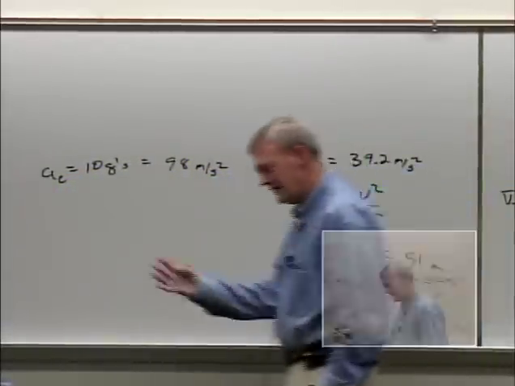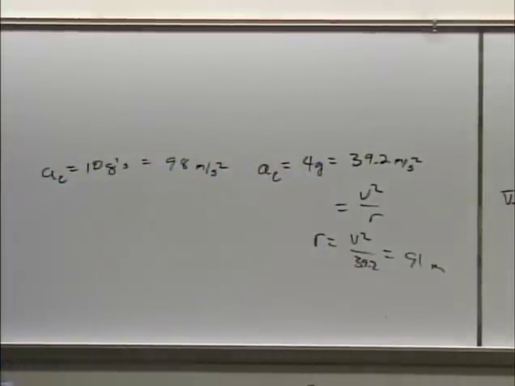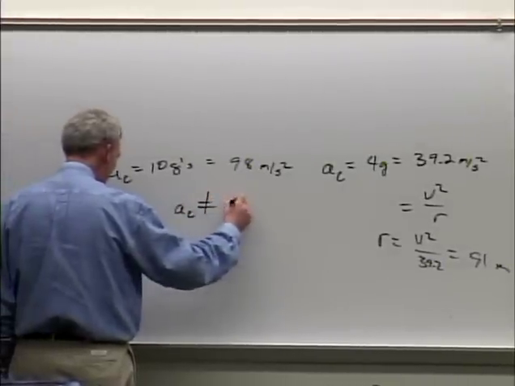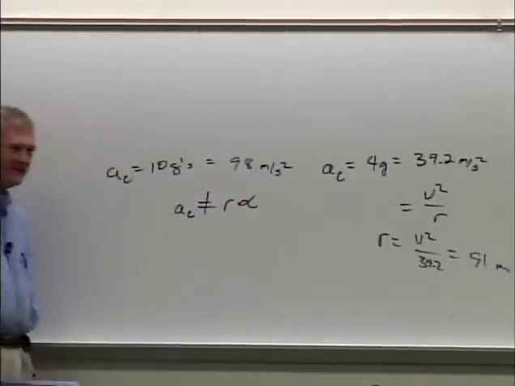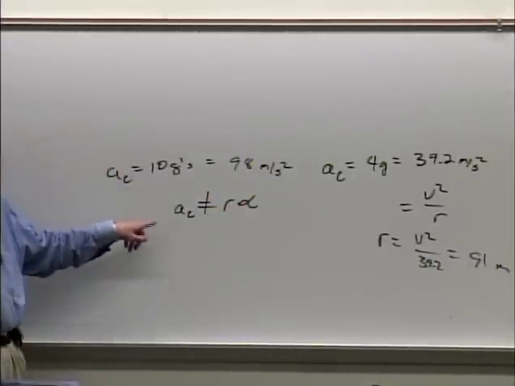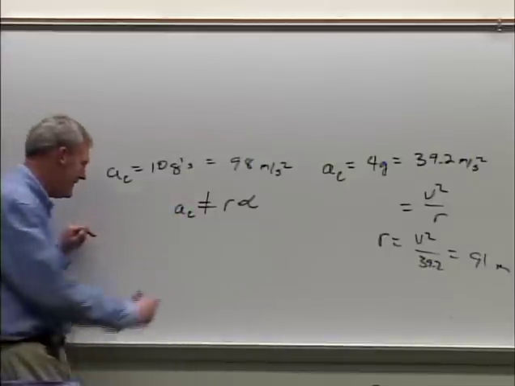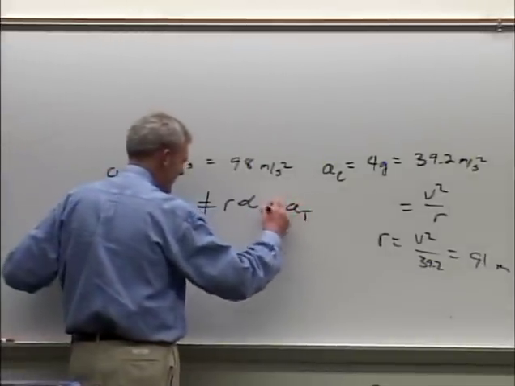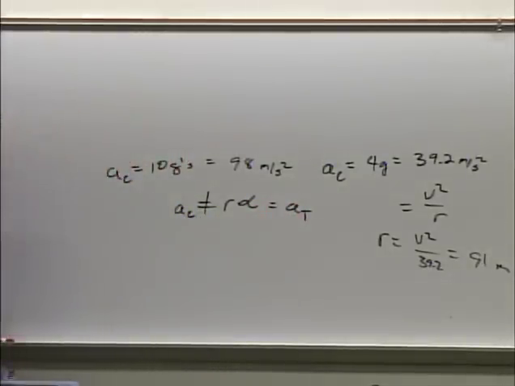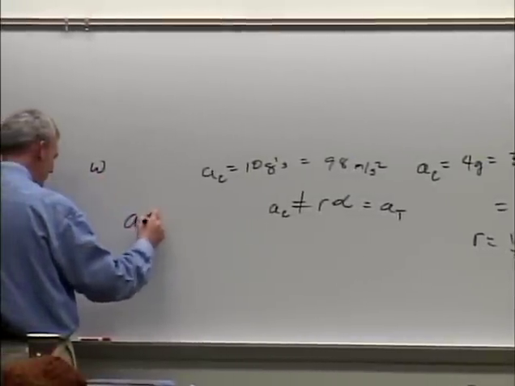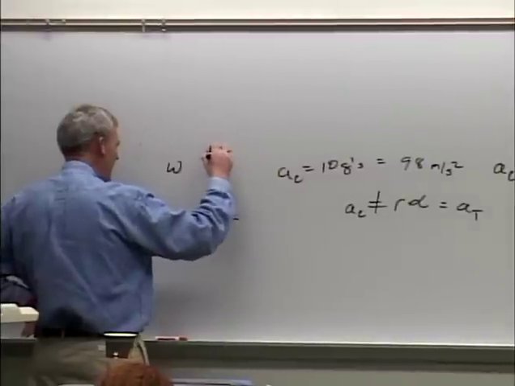You just think, okay, that's the tangential, that's what it needed to get up to. And AC does not equal R alpha. That's AT. Some of you had that one down, and I said, no, that's AT. But you were right, you do need to get AC. We were looking for alpha.